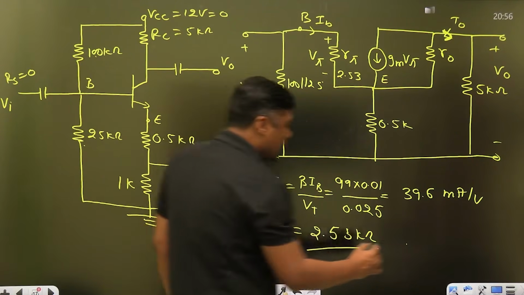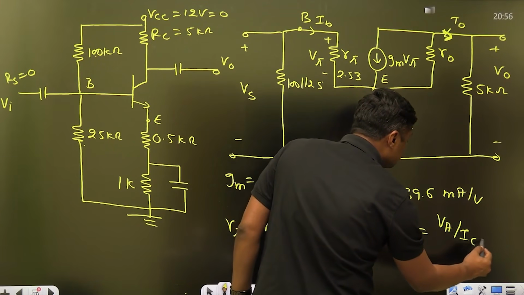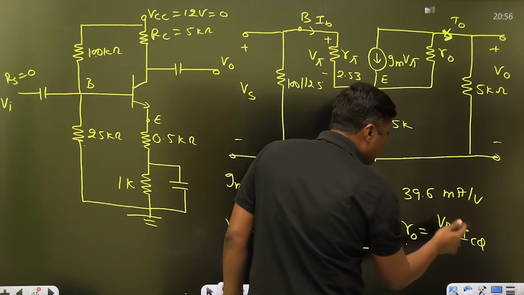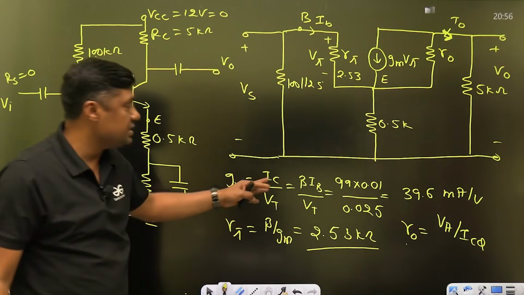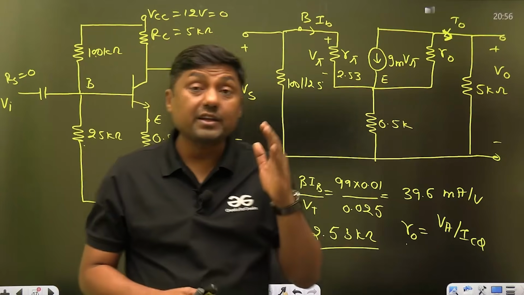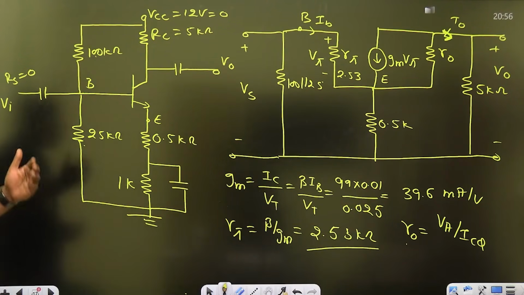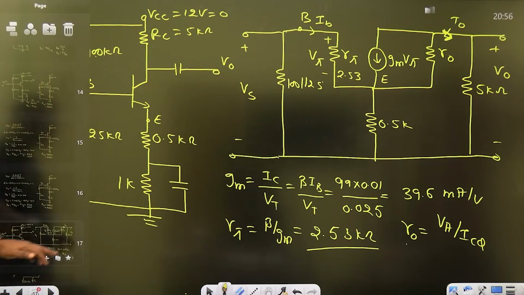Remember, R0 is nothing but VA upon what? ICQ. Early voltage is also given. We have the value of the ICQ. IC is beta IB, 0.99. VA is 100. So you can also find the R0. Now consider all these, you will get the exact answer. But in this question, it is not needed, guys. Directly you can solve. This is the question from the model. Please try to solve and give me the answer in the comments box. What are we getting exactly?